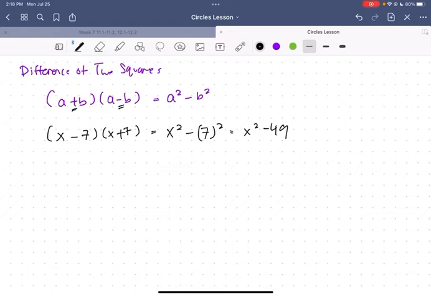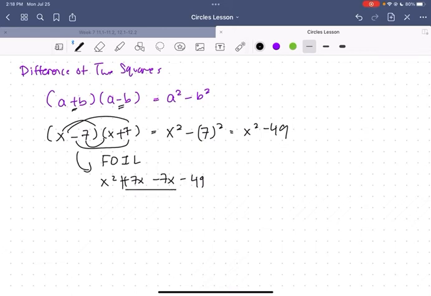Now to prove this to you, let's FOIL it out again, and also to practice foiling. So first, x squared, outer plus 7x, inner minus 7x, and last minus 49. So you see how 7x minus 7x just cancels, right? This is just 0, which means x squared minus 49.